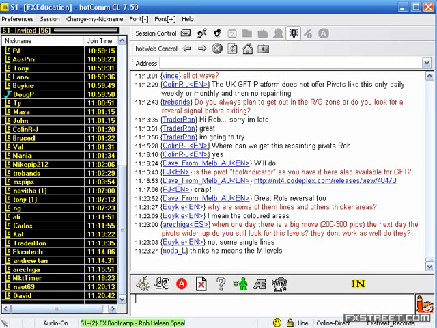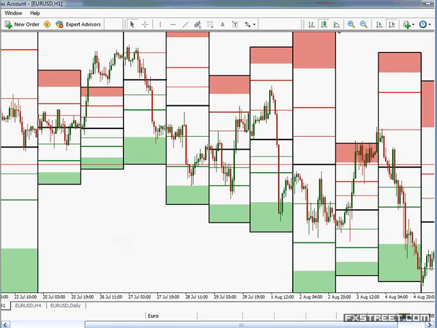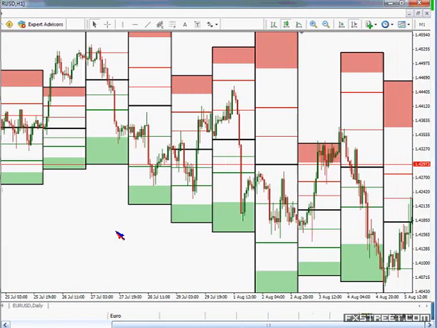I do look for wider moves on the wider pivots. Absolutely. When you've got the narrow pivots, the M levels, thank you. Do you mean these ones? That sort of thinner there, they're the medium pivot lines. I don't use those so much.